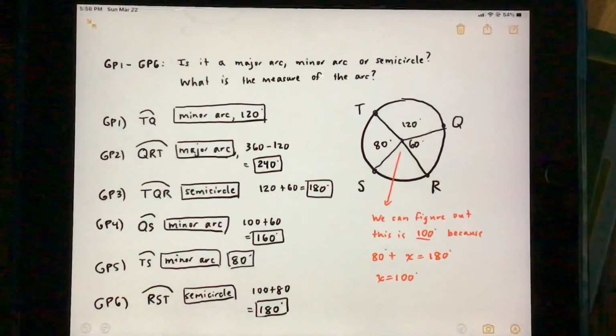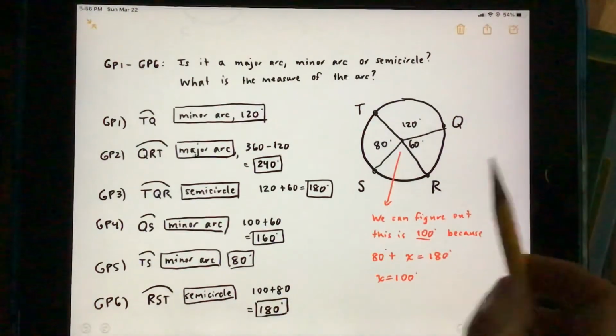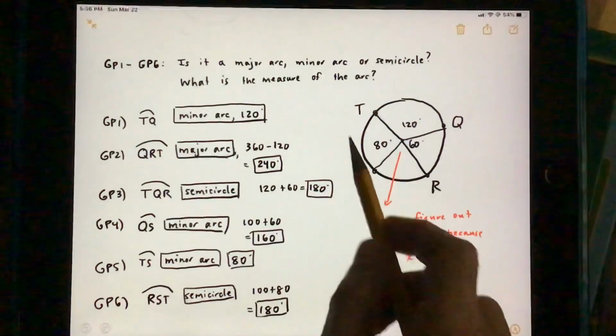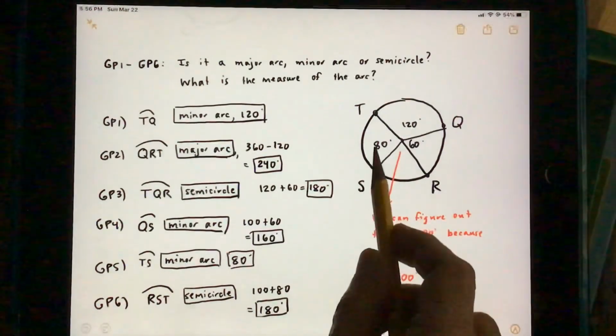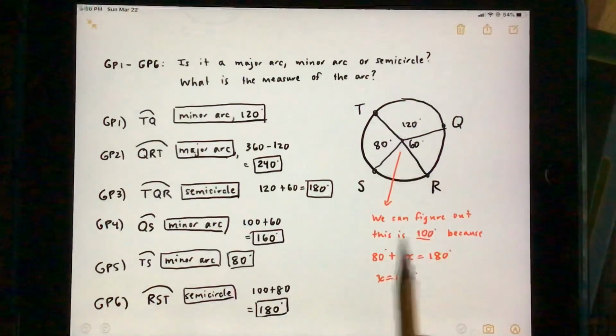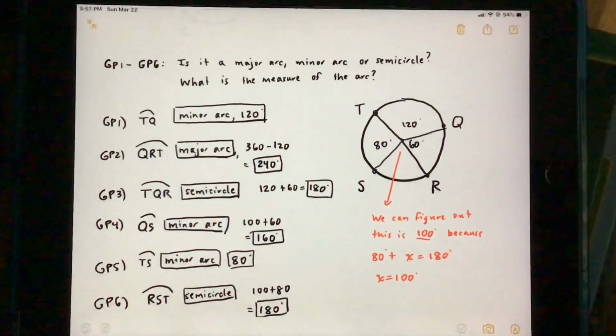Last guided practice problem. RST is a semicircle. It's not a major arc because it has a total of 180 degrees. So be careful when you're looking at those three letters because sometimes those three letters actually denote a semicircle rather than a major arc. From R through S to T, we put together our 80 and our 100 degrees that we've already figured out that angle is, and so we have a 180 degree semicircle.